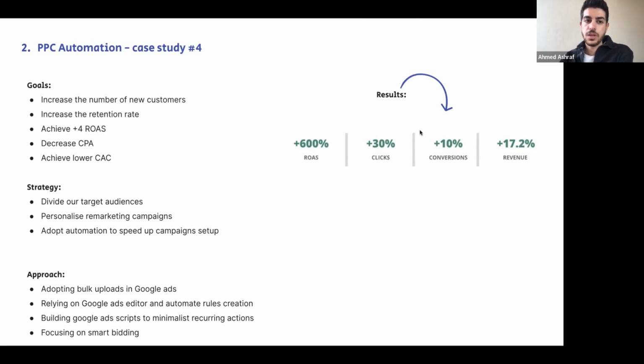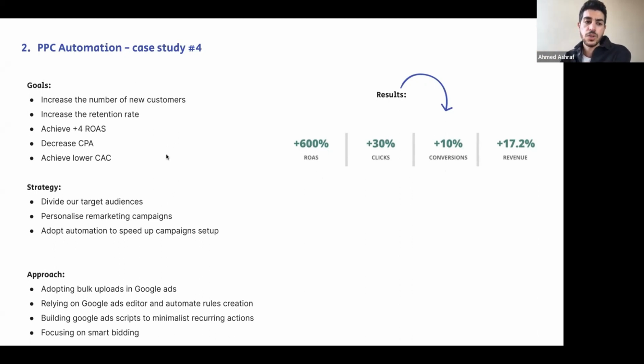So we had a client in a very, very competitive industry related to sunglasses during the summer period. And we needed to set up many campaigns in a very, very short time, like within 2-3 weeks maximum. So the goals were to increase overall the number of new customers for this project, increase the retention rate, achieve more than 4 return on ad spend, or 400%, on each investment we were making, and decrease cost per acquisition, and achieve lower CPC as well.